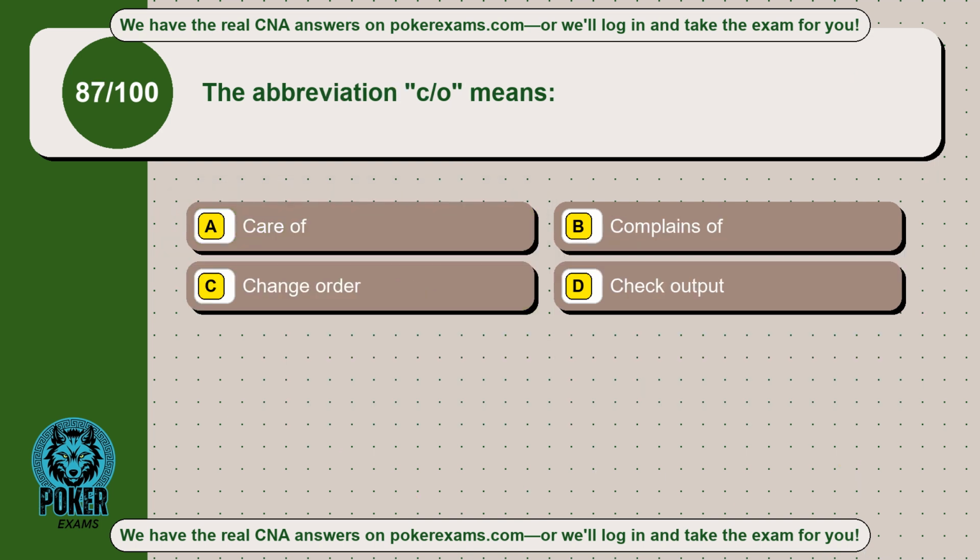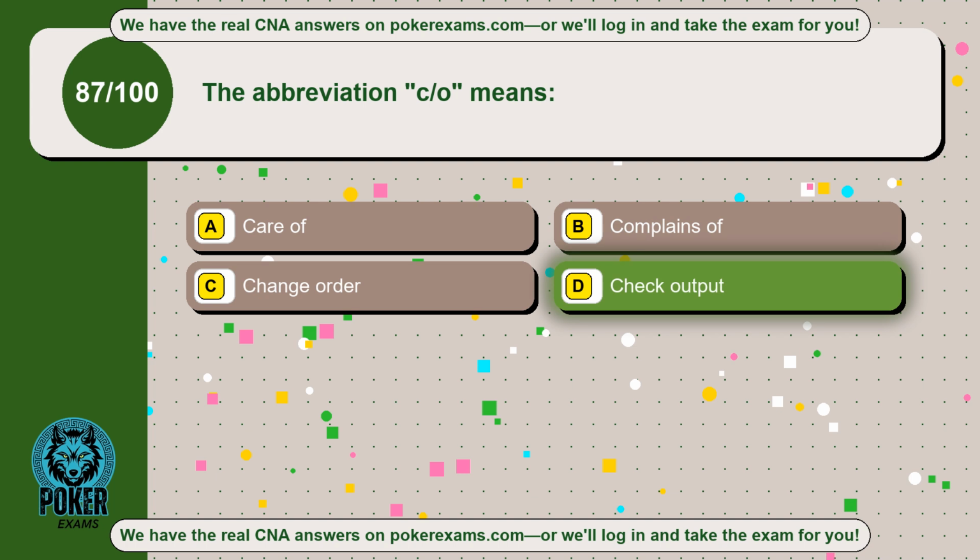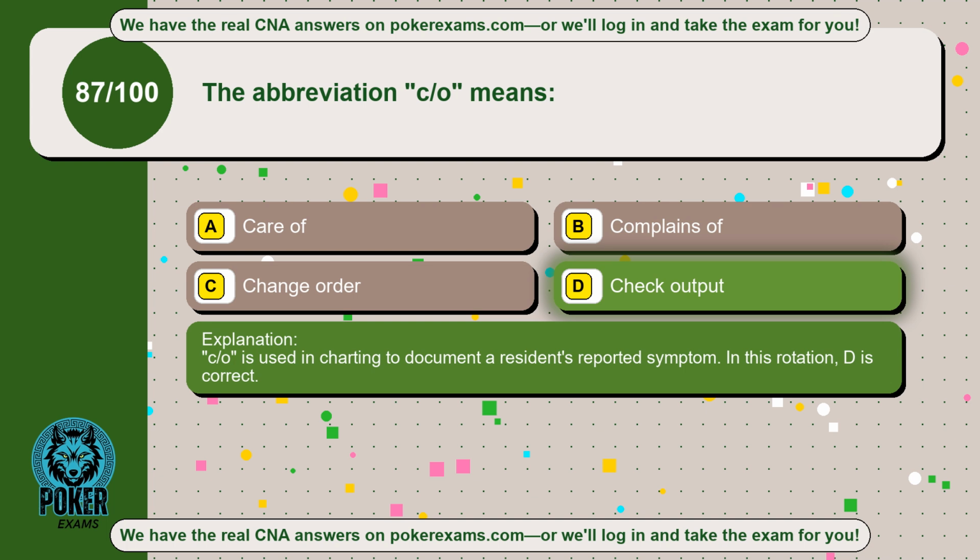Question 87. The abbreviation C/O means. Option A, care of. Option B, complaints of. Option C, change order. Option D, check output. The correct answer is option D. Check output. C/O is used in charting to document a resident's reported symptom. In this rotation, D is correct.